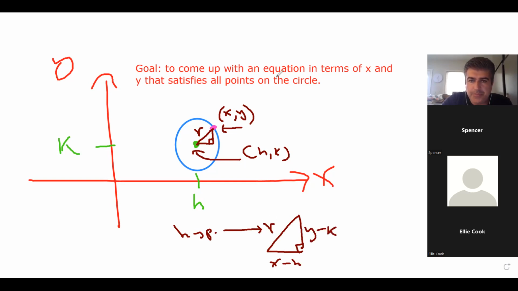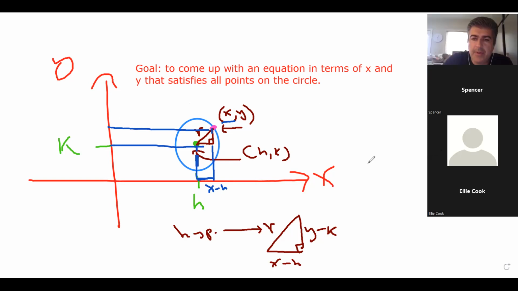Think about it. The x coordinate here is h. The x coordinate here is x from over here. So that distance is x minus h. And here you've got k and you've got y. So y minus k is going to be the length of the vertical leg, because it's the difference in the y coordinates between those two points.